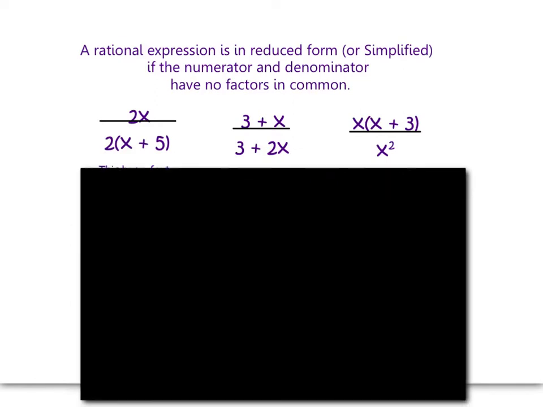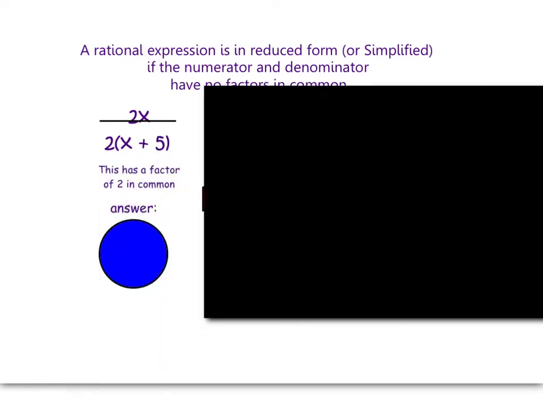So if we take a look at this first one, 2x divided by 2 times x plus 5. This 2x has a 2 in common with the bottom, which also has a 2, with multiplication in between. Multiplication in between means that we can cancel those out, leaving me with an x over x plus 5. Alright, next one.